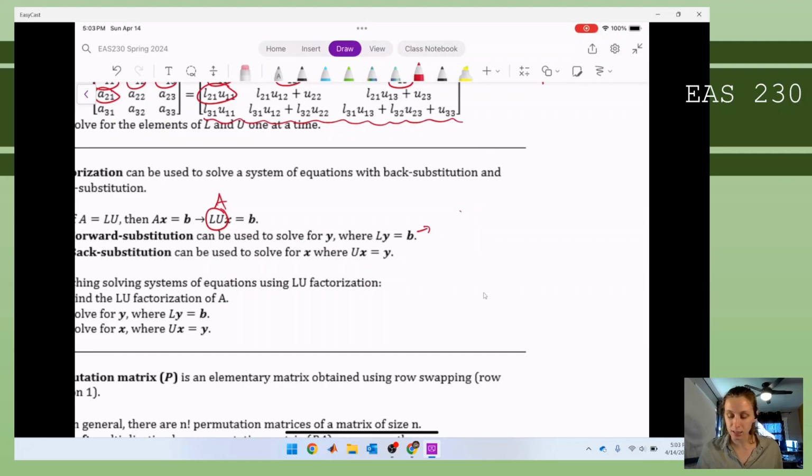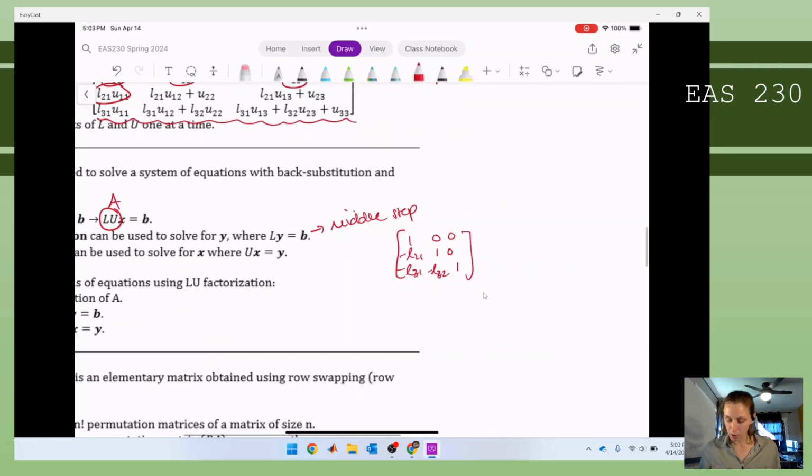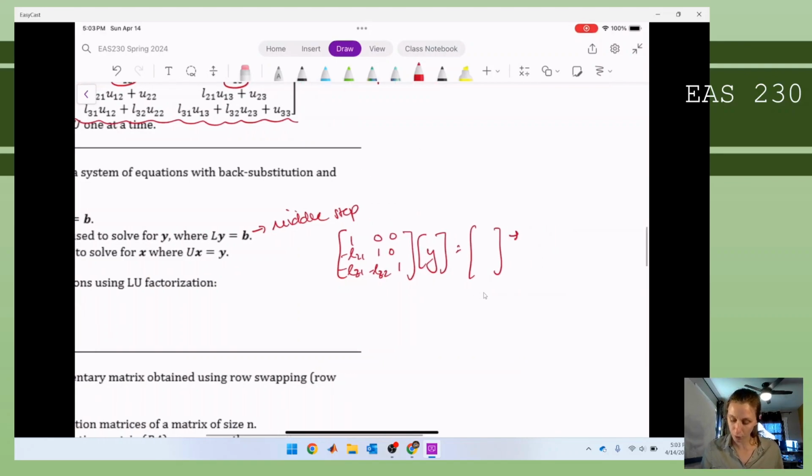where we're going to add in some middle unknown, y, and say Ly equals B, where L looks like this. Note I didn't include the negatives there. And then y is some unknown, and then B comes from our system of equations, where we can easily solve for y using what we call forward substitution, where we get our first unknown, that gives me my second unknown, gives me my third unknown, as opposed to back substitution.